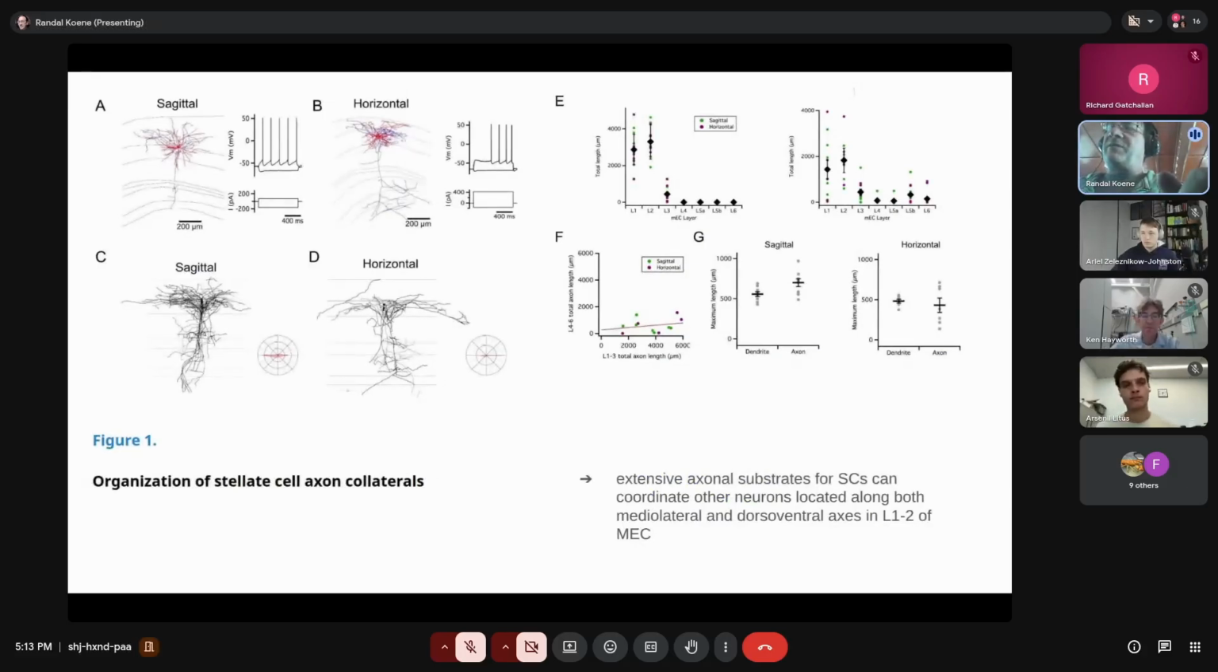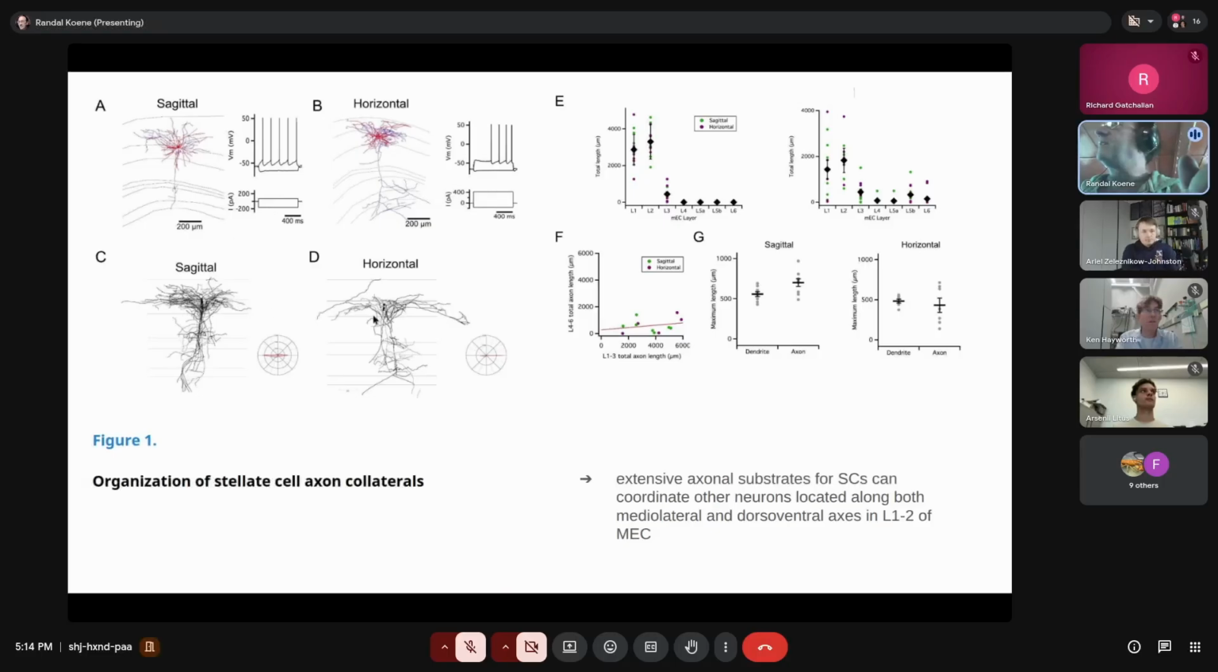Okay, let's look at the anatomy first. In figure 1, they're taking a peek at the structure of stellate cells and trying to define where most of the axonal and dendritic fiber is. In figures 1A and 1B, you can see that the stellate cells here were reconstructed following patch clamp recordings from sagittal, that's dorsoventral there, and horizontal brain slices. And then they also, as you can see next to that in these little recordings on the extra panel, established the electrophysiological profile of those recorded neurons.